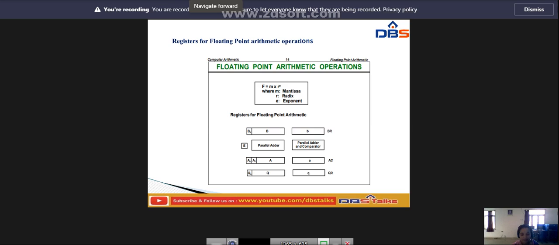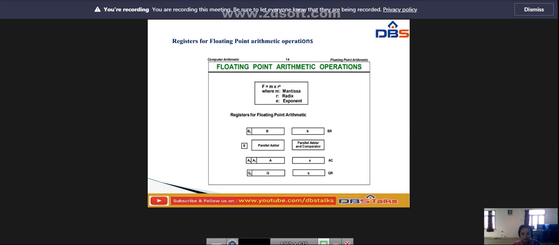In this we are assuming the floating point F is equal to M into R power E, where M is the mantissa, R is the radix, and E is the exponent. So for example, whenever I take any value, say 256, the mantissa is 256, multiplied by the radix 10, to the power of the exponent 2. This is the example. So registers for floating point arithmetic.